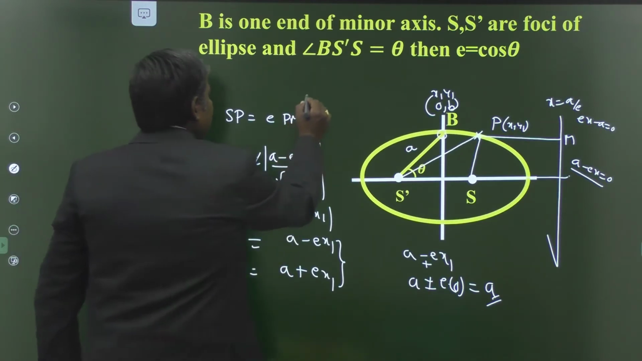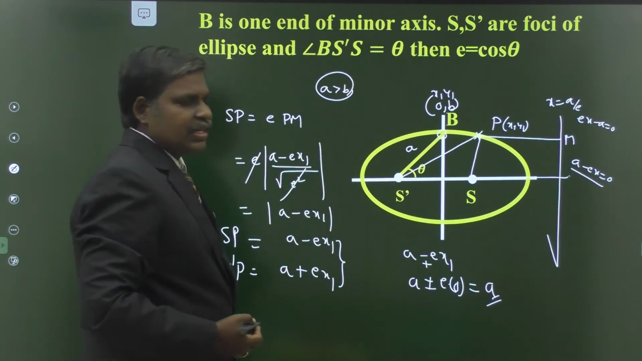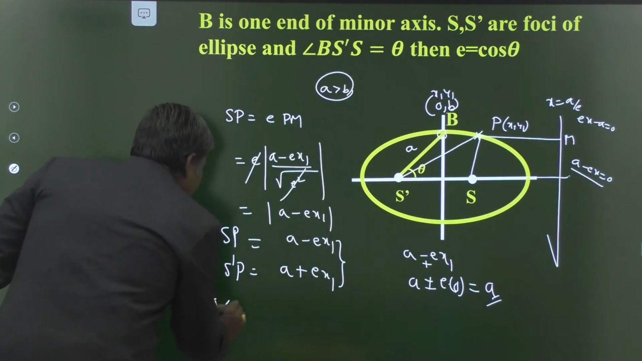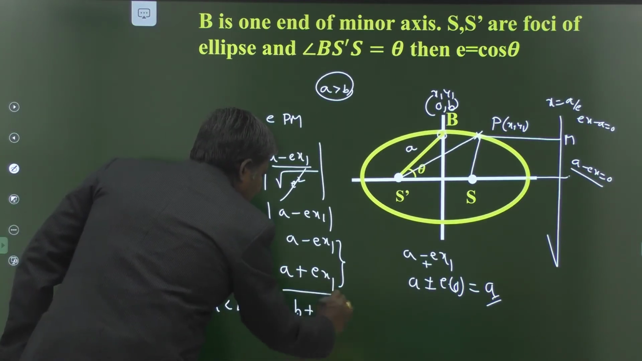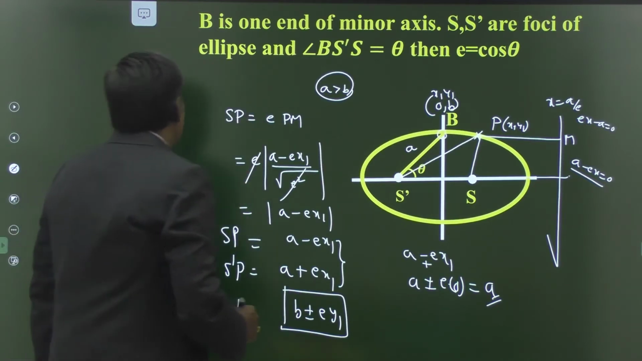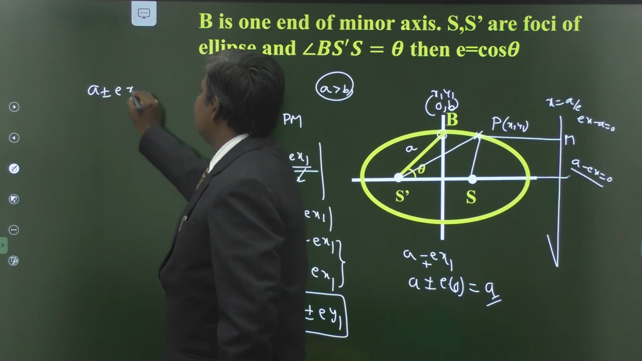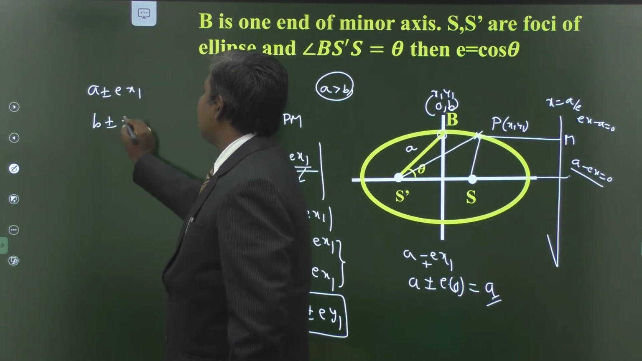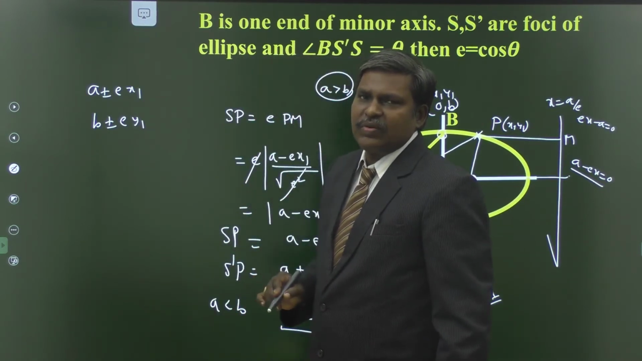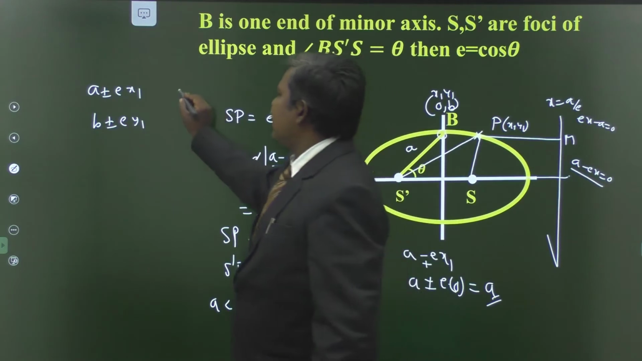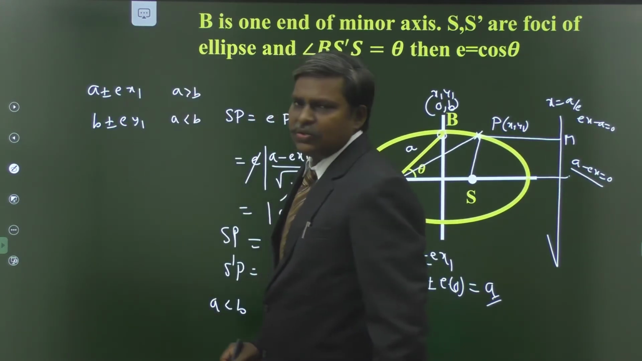For a greater than b, this is the formula. What are they? a plus or minus ex1. For a less than b, focal distances are b plus or minus ey1. So we have focal distances a plus or minus ex1 and b plus or minus ey1 of any point P(x1, y1) on the ellipse. This is for a greater than b, and that is for a less than b. These are the two formulae.